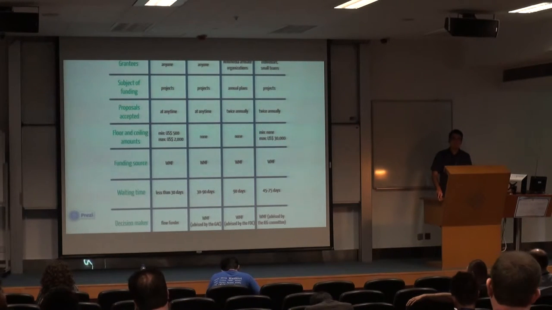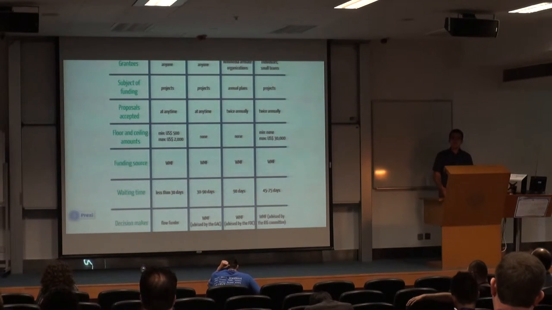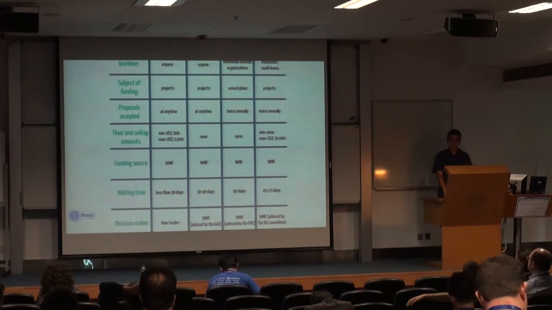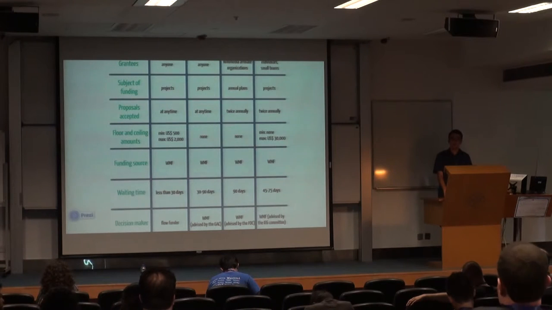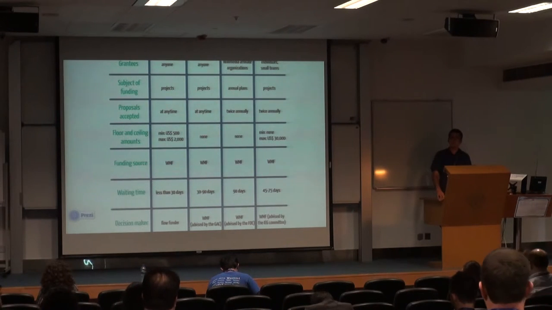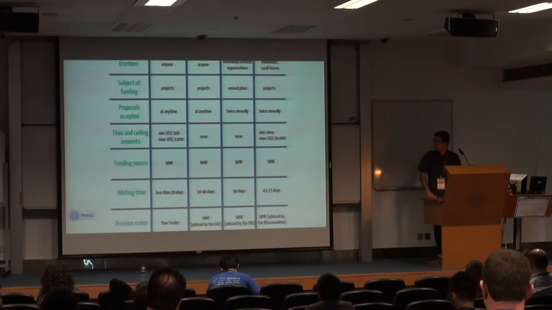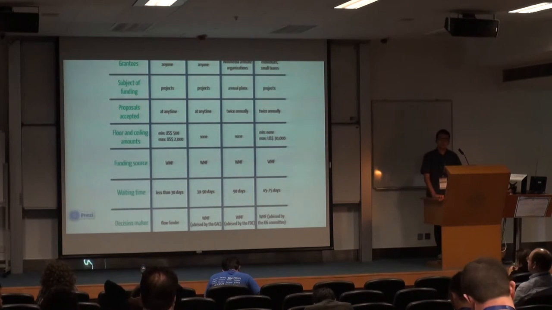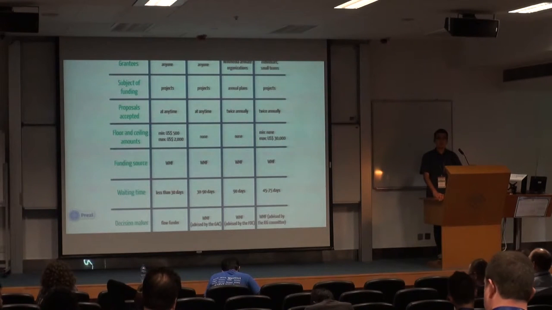And at the end, the person who does the most about whether a project will be funded or not, who actually makes the decision, is the flow funder, and all the advice given to him actually comes from the community. Unlike the other funding sources, where there are separate communities that support and advise the work of the Wikimedia Foundation to make the decision whether to fund the project or not.